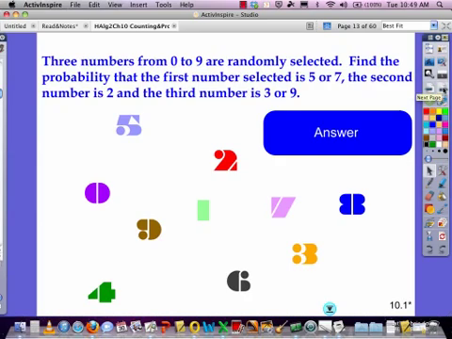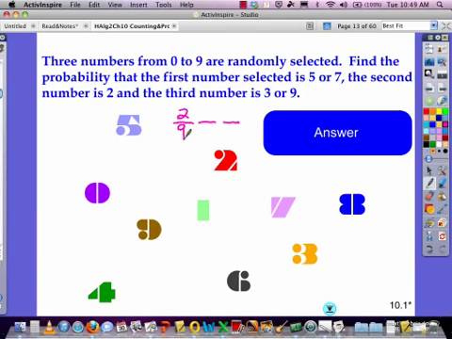Lastly, 3 numbers from 0 to 9 are randomly selected. Find the probability the first number selected is 5 or 7, the second number is a 2, the third number is a 3 or a 9. So when we say we're going to select some numbers, and we've got 3, so start thinking, what's the possibilities? 0 through 9, the probability the first number selected is a 5 or a 7. Well, 5 or 7 is 2 out of the 9 originally. So the probability of getting that first digit is 2 ninths.